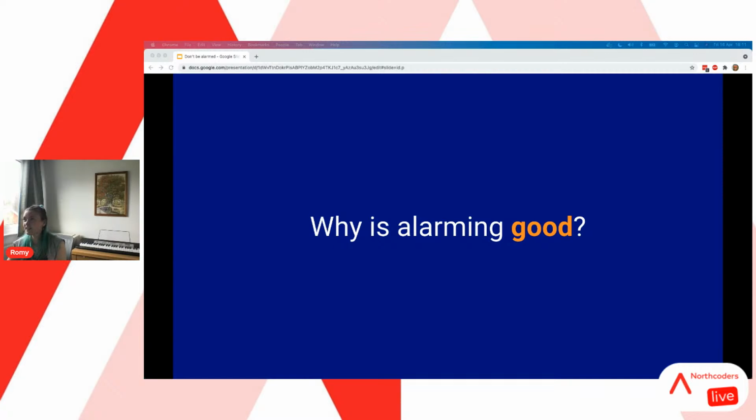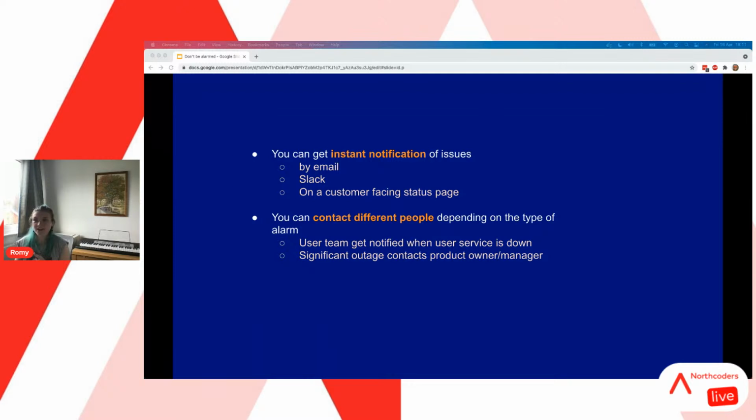So why is alarming good? You can get instant notification of issues by email, Slack, or on a customer-facing status page, so customers can go and check independently and see that the service is down. You can contact different people depending on the type of alarm. So a user team for the user accounts might get notified when the user service is down, so you don't distract other people working on other teams when it's not related to them. You can also get product owners, managers or engineering managers contacted when there's a significant outage.